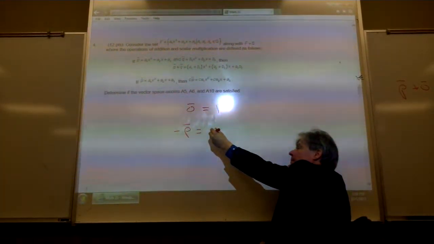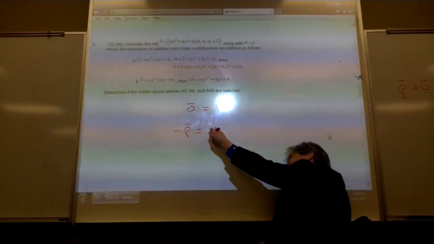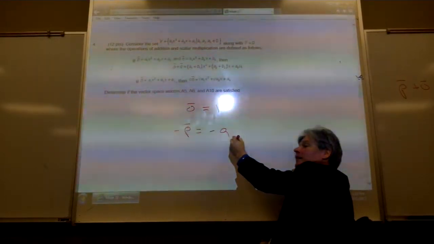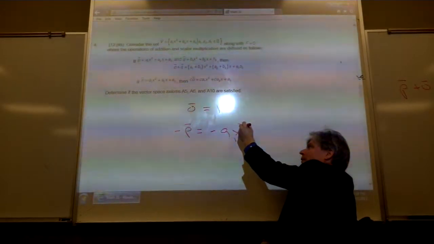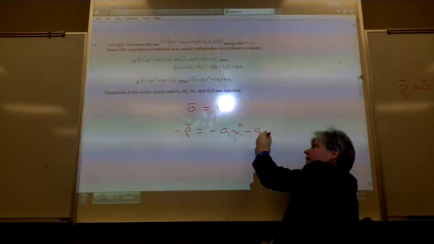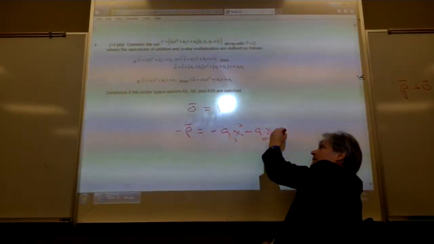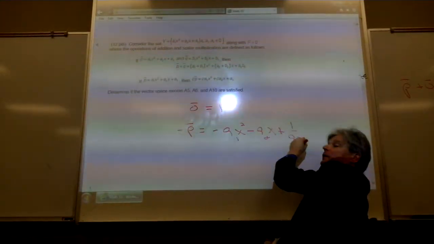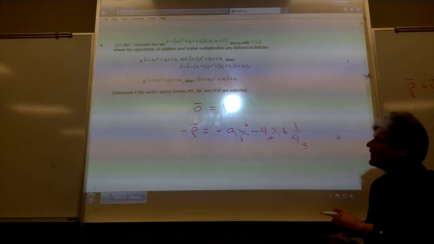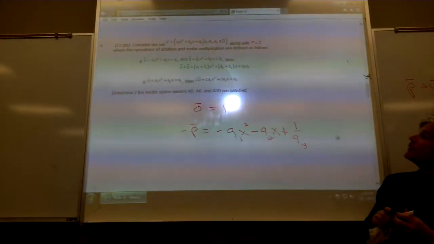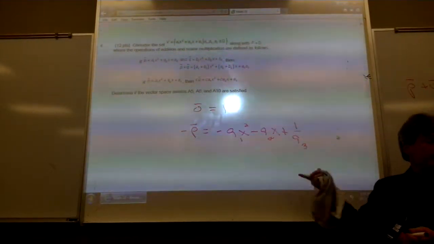One over negative a1, times x squared. Minus x plus 1 over a3. Very nice. I did this earlier. So, question: does every element p bar have a corresponding additive inverse?